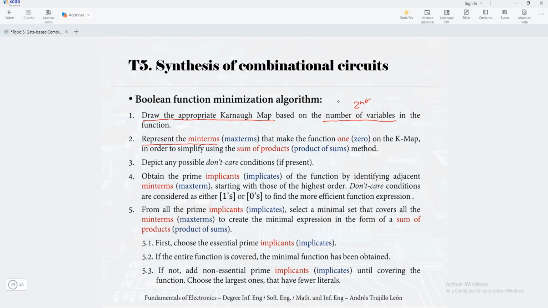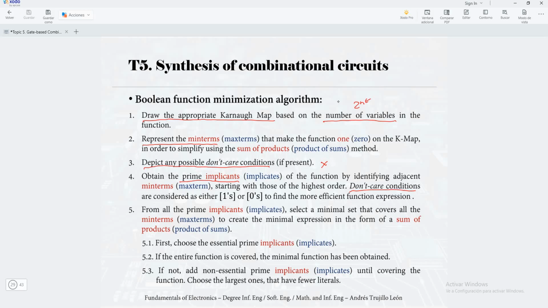Once we have the ones inside the cells, we are going to add the don't care conditions. Remember that for every combination of the input for which the output is not clear or is not defined, we add an X in the output. The following step, we are going to obtain the prime implicants. Remember, we are going to find the largest possible allowed groups of ones to cover all the function. And we can use the don't care conditions to find the largest possible groups and as few prime implicants as possible.